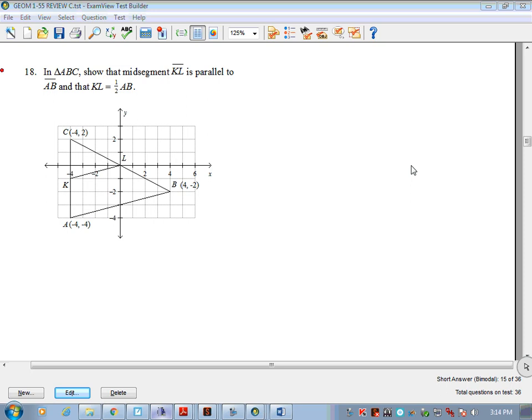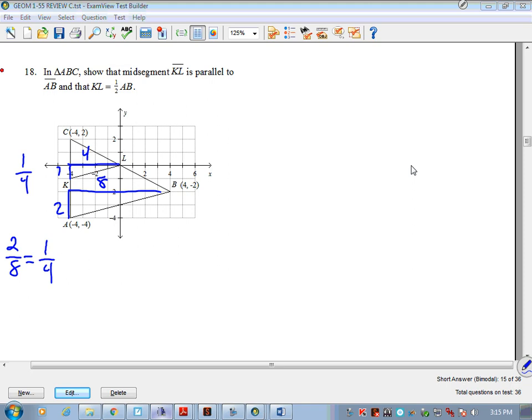We prove that lines are parallel if they have the same slope. Slope is rise over run. So we look at our rise. Okay. It goes up 1. It goes over 4. So I have a slope there of 1/4. AB goes up 2 over 8. You can count that. Up 2 over 8, 2/8 reduces to 1/4.